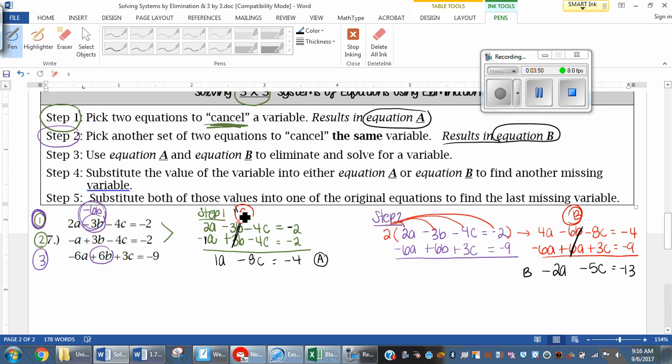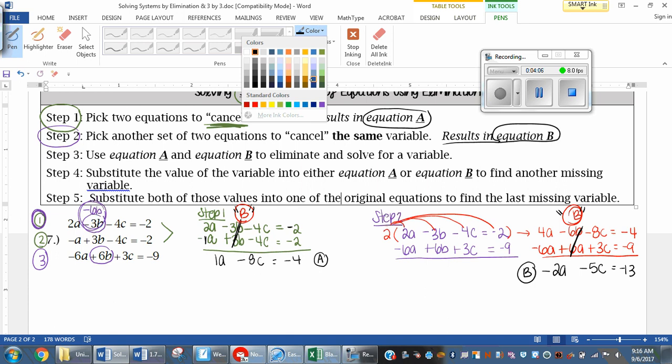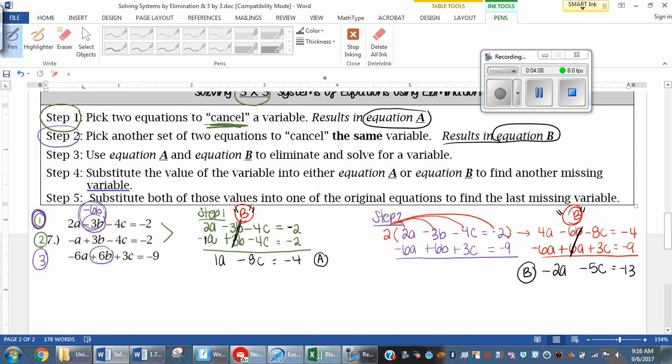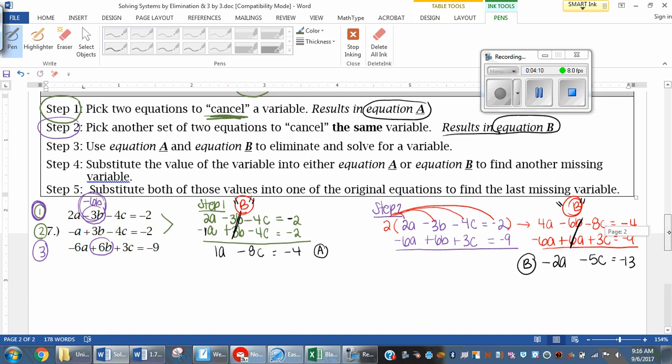Okay, that's different from the variable we chose to eliminate. So again, we've got our resulting equation A in black here. We've got our resulting equation B in black here. Notice how in both black equations I have an A and a C. I'm about to move on to step 3. If you need to pause and go back and rewatch, make sure you do that.